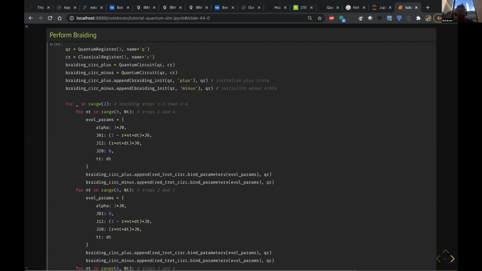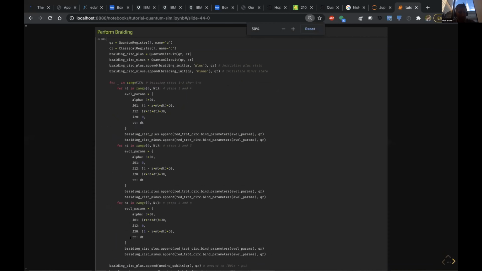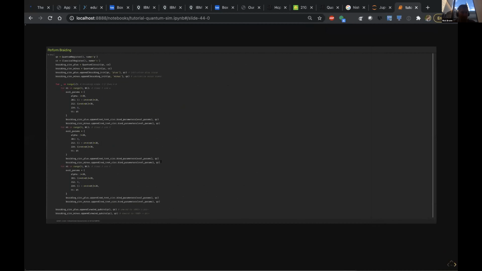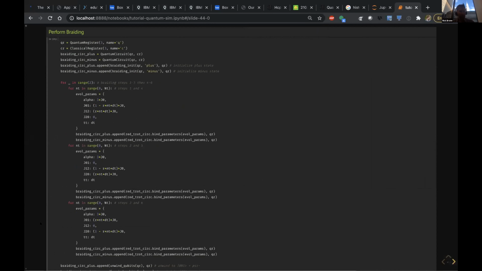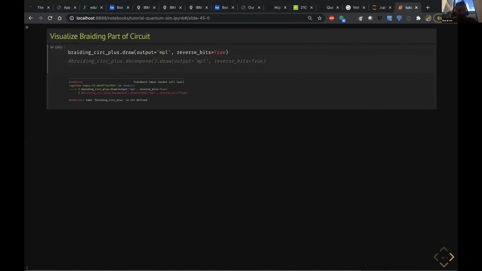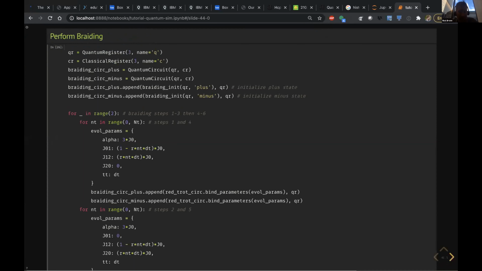And then the next braiding step, like the second one and the fifth one, I'm going to be taking J12 from its maximum value, J0, down to 0, and J20 is going to be increasing to J0, and so on and so forth. I can zoom out so you can see everything, but essentially it's all there, and then we unwind the qubits at the end. Okay, let me get back zoomed in properly. All right, I forgot to execute something, which I knew would happen.